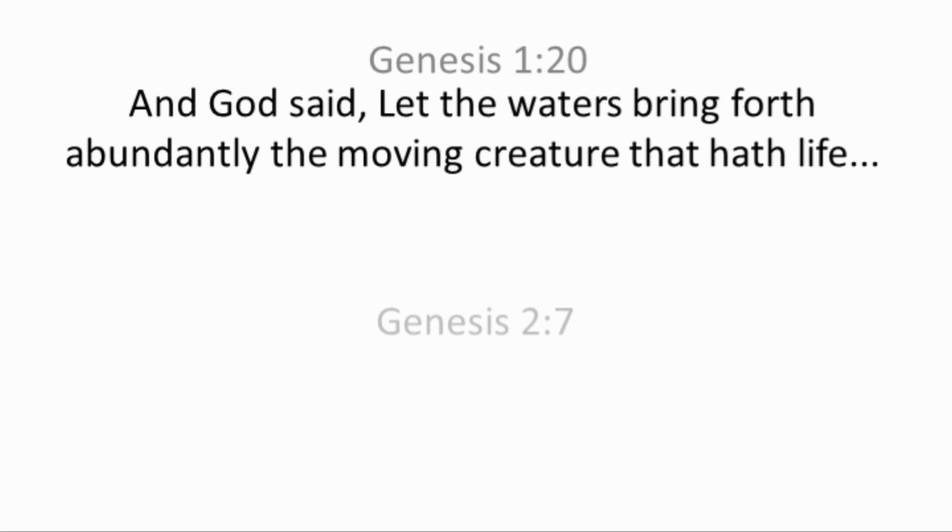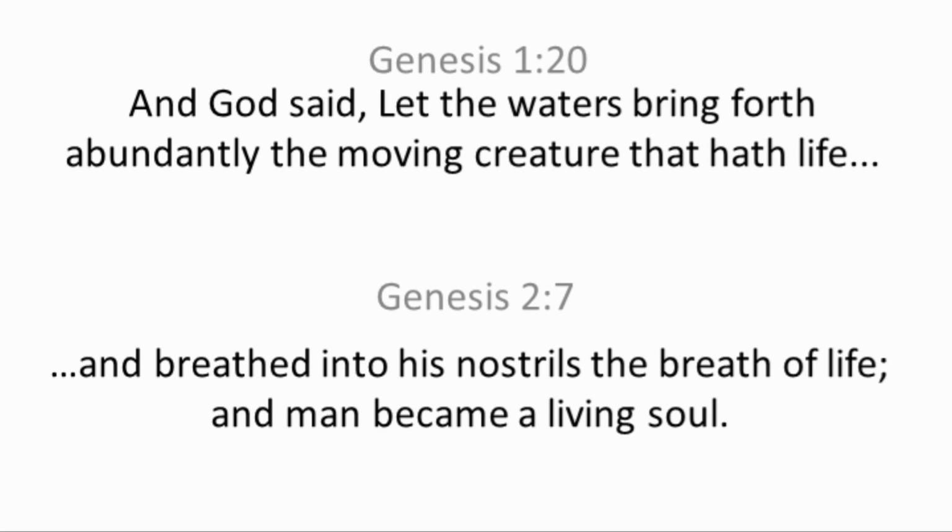This is Genesis 1 verse 20 and Genesis 2 verse 7 from the New International Version of the Bible. In these two verses are the words "creature" and "soul." If we look up the word "creature" in a concordance, we will find that this is the Hebrew word nephesh. When we do the same thing for the word "soul," we find that it also is the Hebrew word nephesh.